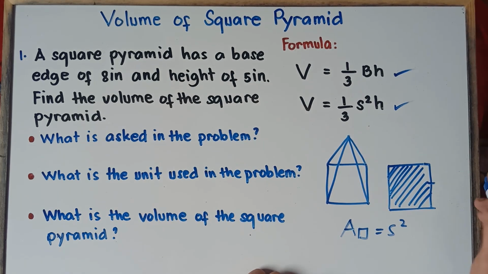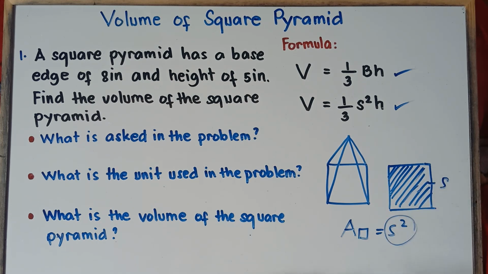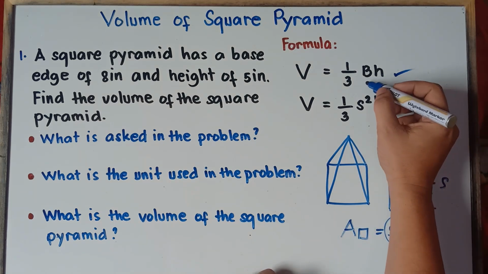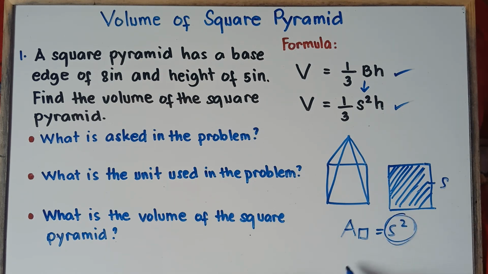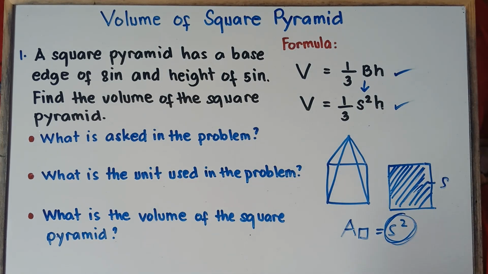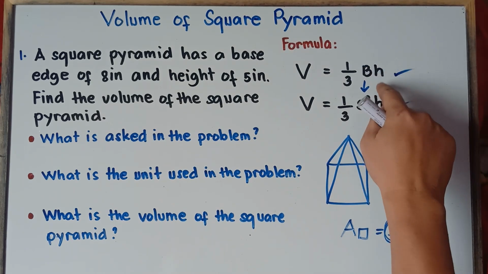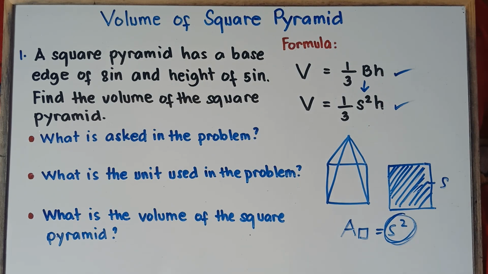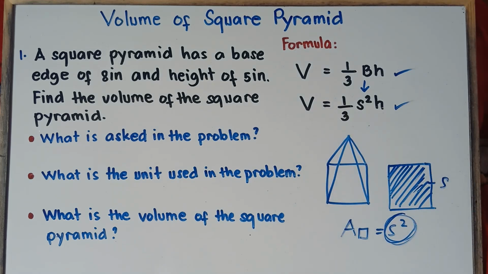So if this is our given side, to find this area, the formula is s squared. Therefore, the area of the base is just the same as s squared, because the area of the square is equal to s squared. So this is just the same. But to make it simple, if you are given the area of the base and the height, use the first formula. If you are given the base side or base edge and the height, use the second formula.